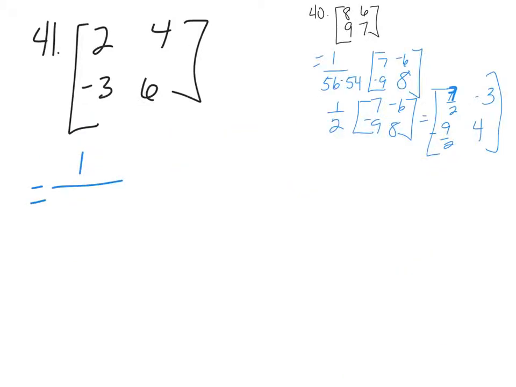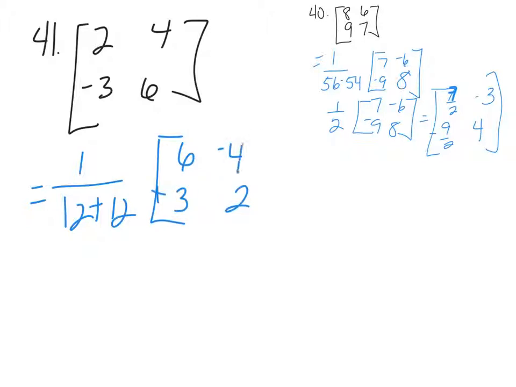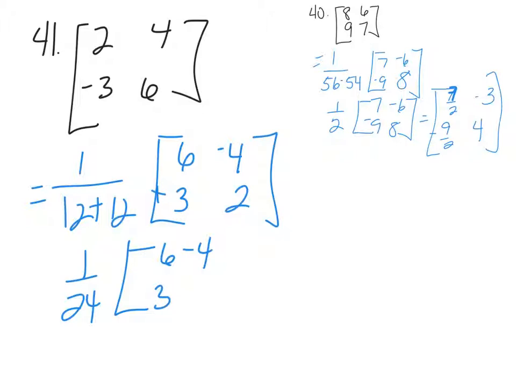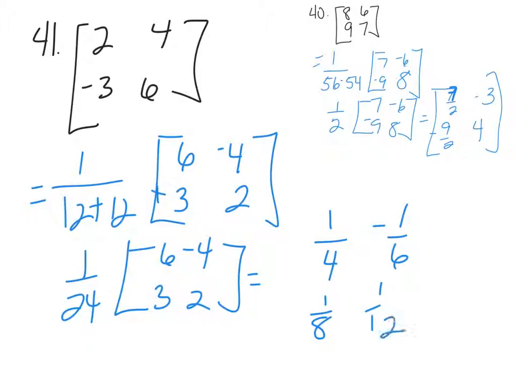Once again, 1 over the determinant, so 12 minus negative 12. And then we've got do-si-do, change signs, so positive 3, negative 4. So 1 over 24 times, and this is what they have in the back of the book, but we should distribute. Why leave stuff half done? And that'll be our final answer.